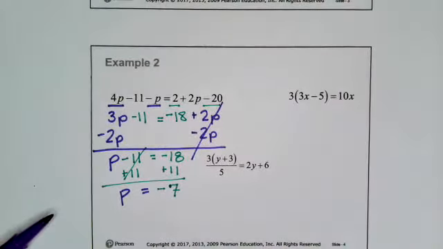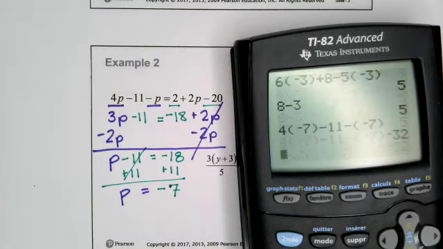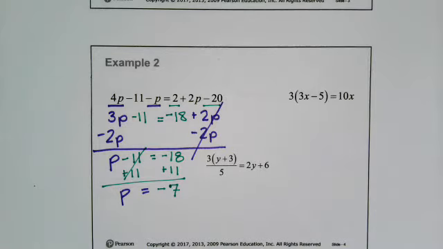We check it. 4 times negative 7 minus 11 minus negative 7, negative 32. 2 plus 2 times negative 7 minus 20, negative 32. So each side is equal. Negative 32 is equal to negative 32.